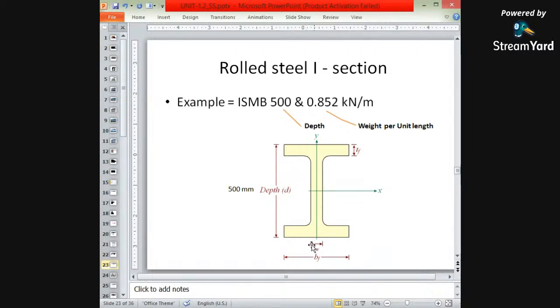Okay. So this TW is nothing but the thickness of web. BF is nothing but the width of flange, that is bottom flange and top flange. TF is nothing but the thickness of flange. TW is nothing but the thickness of web. TF is the thickness of flange, and BF the width of flange, and here it is a symmetrical I section. Okay. X direction and Y direction.